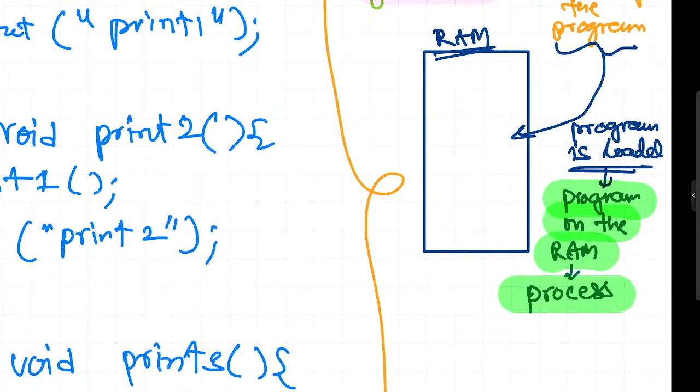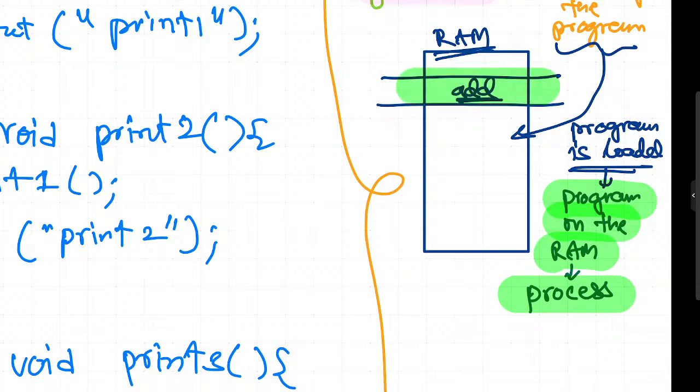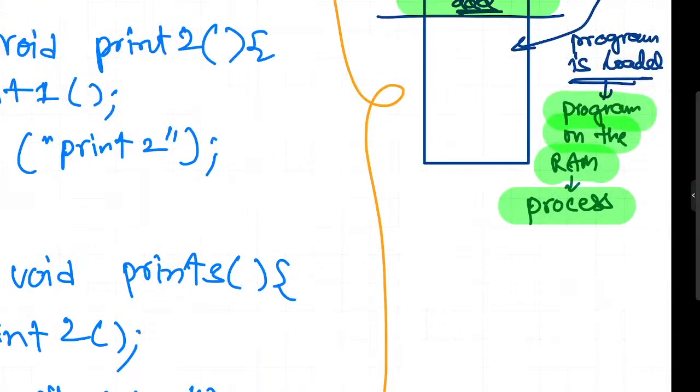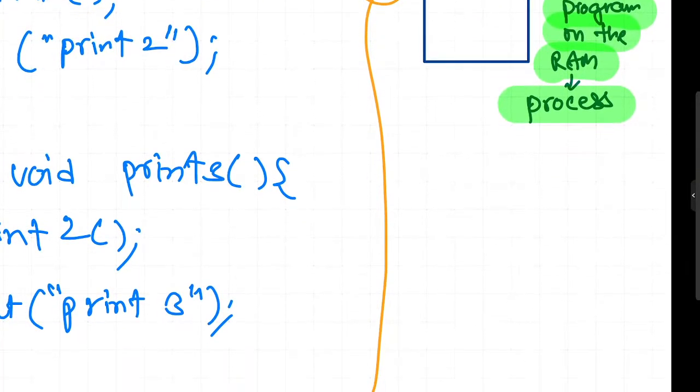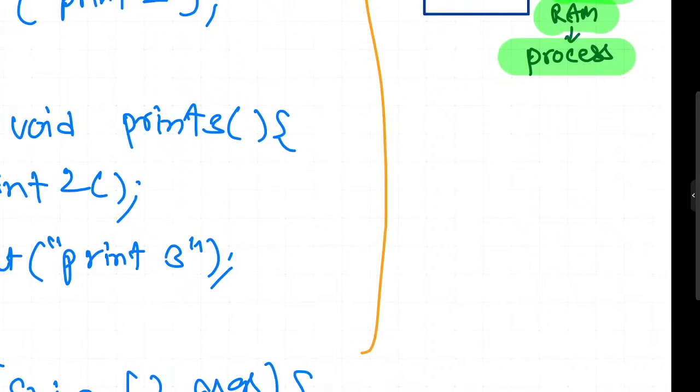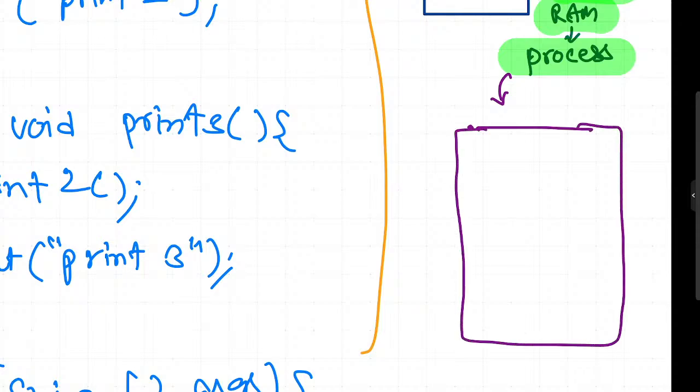If you have your RAM, in this RAM, this particular portion is now your add program. This add program, when it sits inside the RAM, is now a process. Now this process also has a structure to it. In general, a process basically looks like this. Remember this, very important.